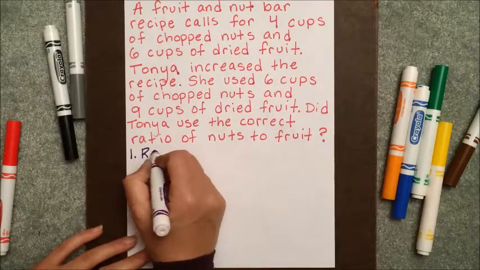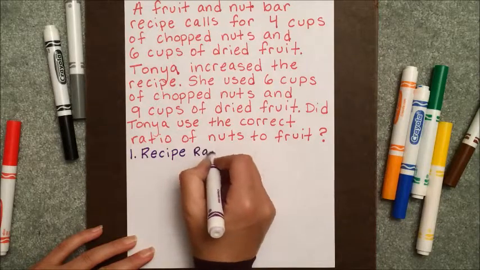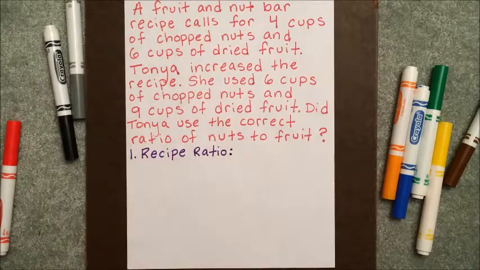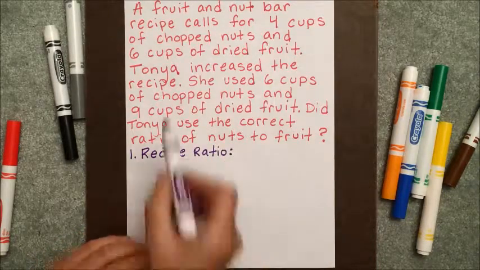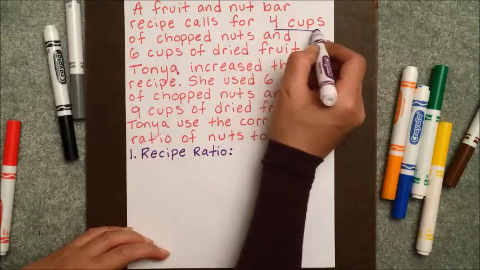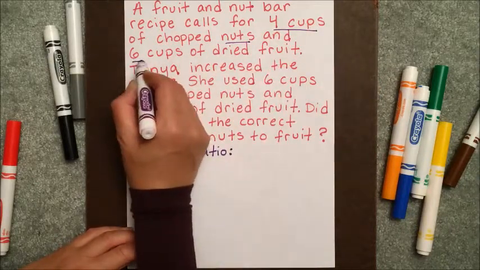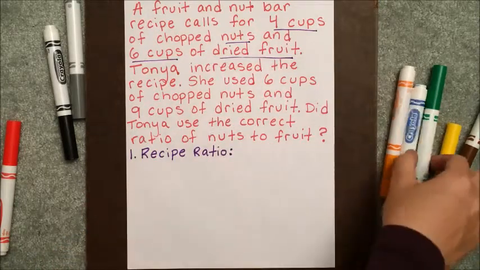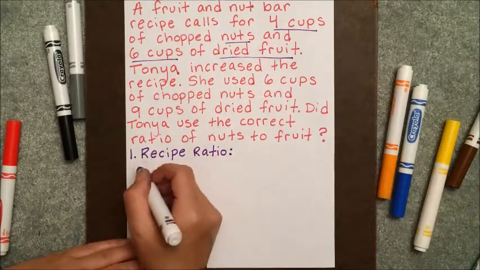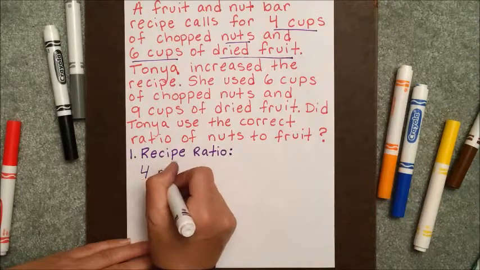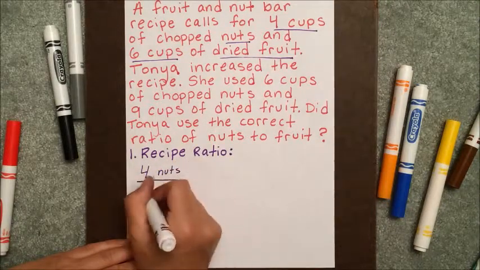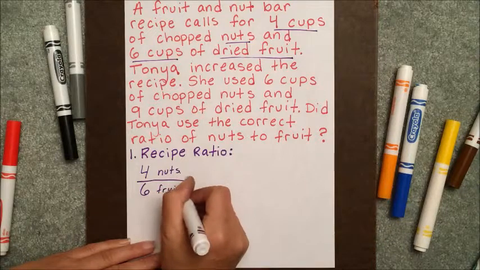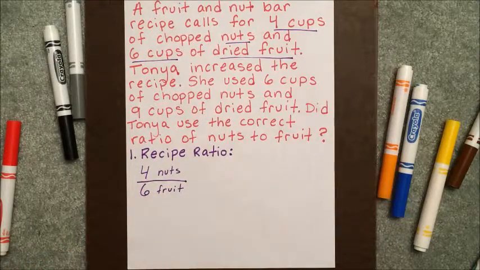The first step is to write the original ratio or the recipe ratio. So going back to your problem, we can see that we need 4 cups of chopped nuts and 6 cups of dried fruit. So when we write that down as a ratio, we want to include the label with it just to make sure all of our numbers are staying organized. So 6 cups of fruit and the 4 cups of nuts.